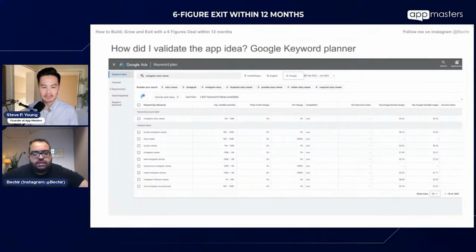You can see here, for example, in this Instagram story viewer, there is between 1 million and 10 million searches per month. You can see how low the competition is, CPC, highest bid, lowest bid. You can make a decision, hey, this is a real problem with the volume on Google. So potentially for sure there is volume in the App Store because the problem is real.